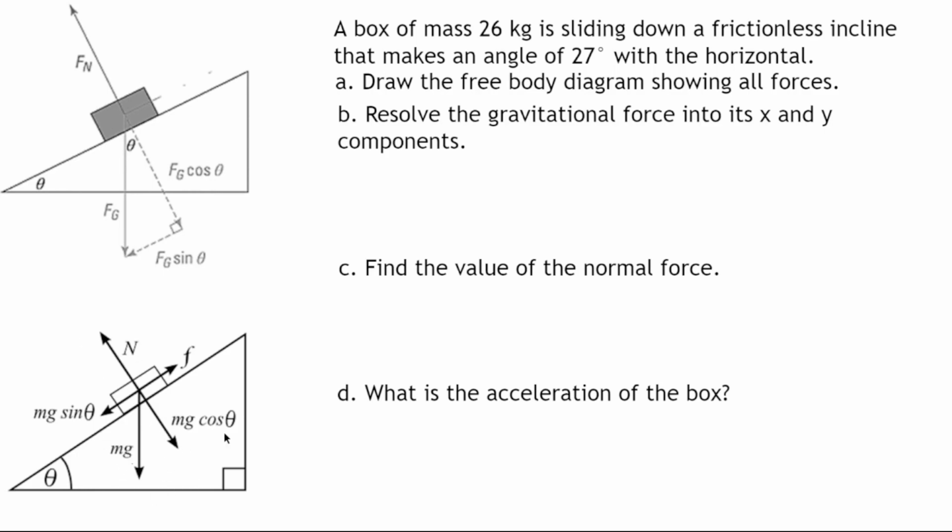Now that we've defined what an inclined plane is and how to make a free body diagram, let's actually do one. We're looking at a box that has a mass of 26 kilograms. It's sliding down a frictionless incline that makes an angle of 27 degrees with the horizontal. With the horizontal just means off of the horizontal plane, starting at 0 degrees. Draw the free body diagram showing all forces and resolve the gravitational force into its x and y components. We can do that in the same step.